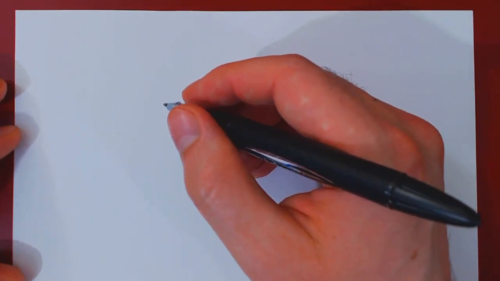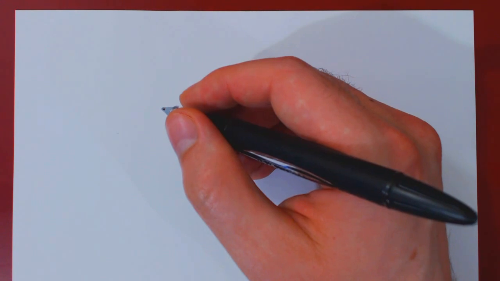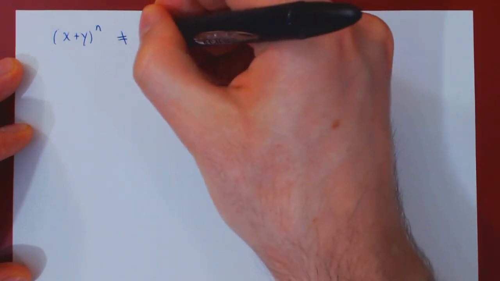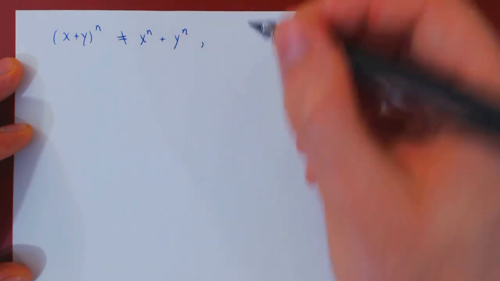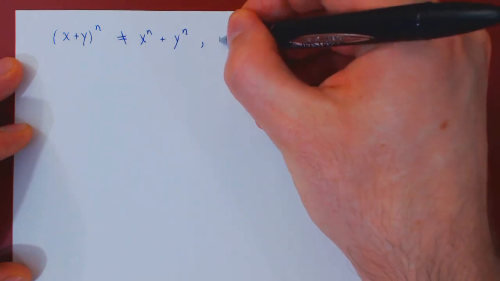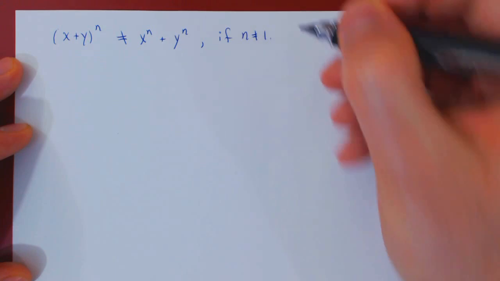Okay, so in this video, we want to give a quick word of caution about a property that is not true of exponents, and that is you cannot distribute an exponent over a sum of two terms. So in general, if you have (x + y)^n, this will not be equal to x^n + y^n. Of course, the equality is true if n is 1, so we state here if n is anything but 1.